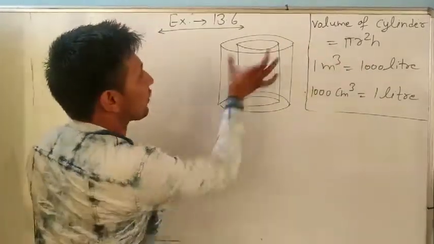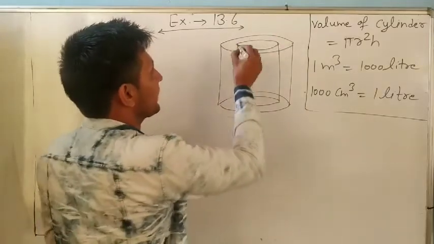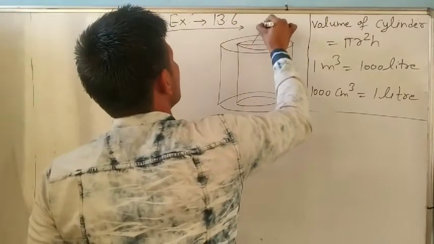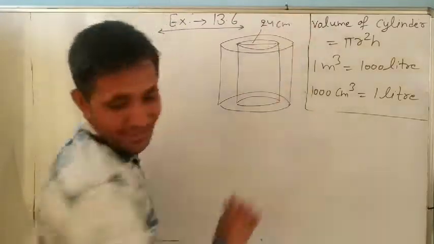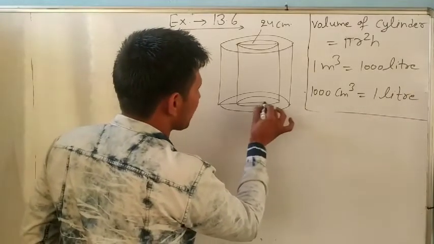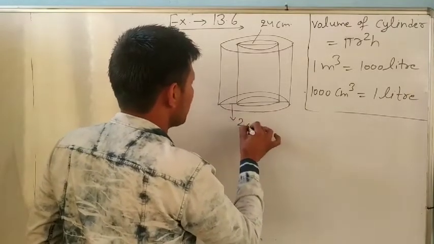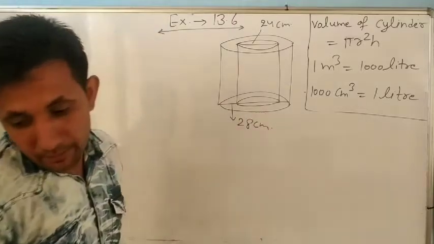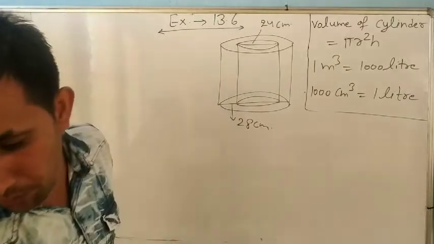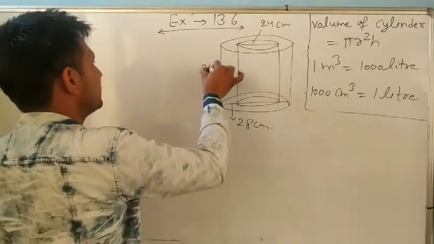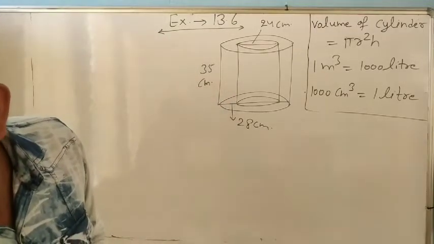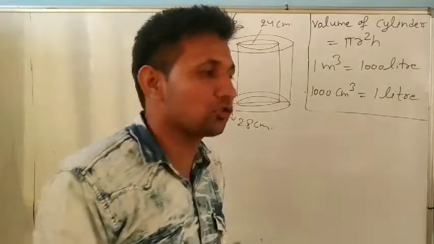The inner diameter means only from here to here, and the outer diameter is this one. So the inner diameter is given as 24 centimeter, and the outer diameter is 28 centimeter. Next is the length of the pipe. The length of the pipe is 35 centimeter. And next, we have to find the mass of the pipe.